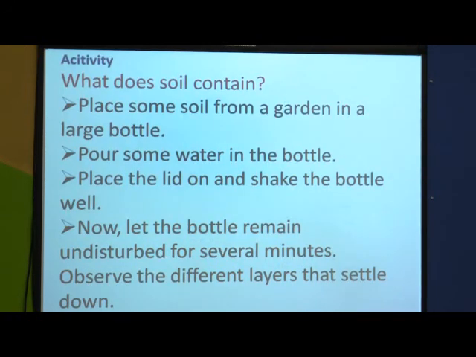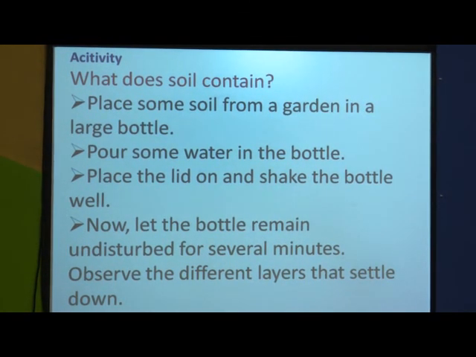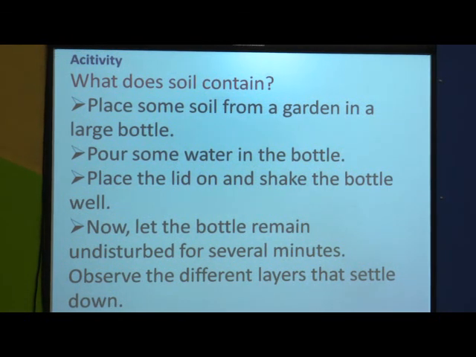Yes. Now it's time to do one activity. What is that activity? Now we have to see what soil contains. Okay. Now here I have given some steps. We will go one by one. First I will explain all the things, then once again we will go one by one. Place some soil from a garden in a large bottle. Then pour some water in the bottle, place the lid on and shake the bottle well. Now let the bottle remain undisturbed for several minutes. Observe the different layers that settle down.